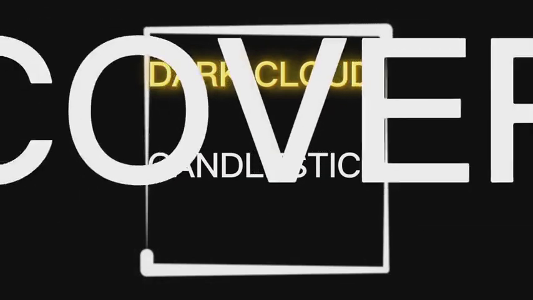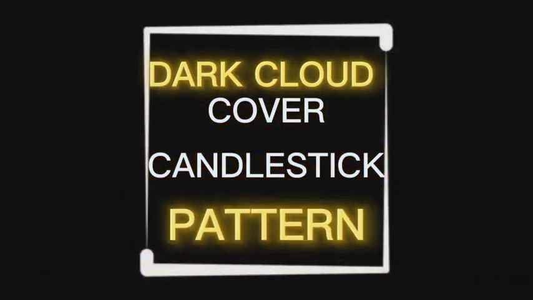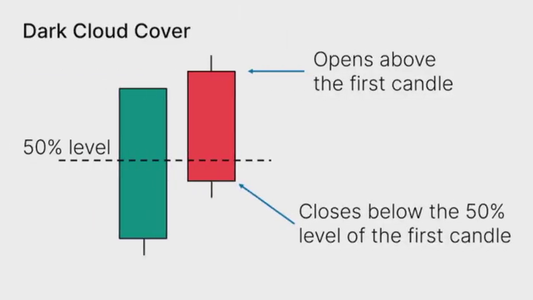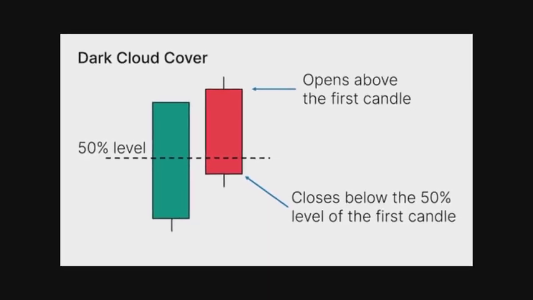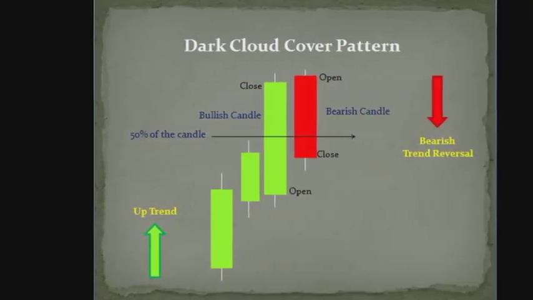Number 6. The dark cloud cover candlestick pattern. The dark cloud cover candlestick pattern is a bearish reversal pattern that signals a potential change in an uptrend. It forms when a bullish candlestick is followed by a bearish candlestick with specific characteristics. Now, the key features of these candlestick patterns are: 1.